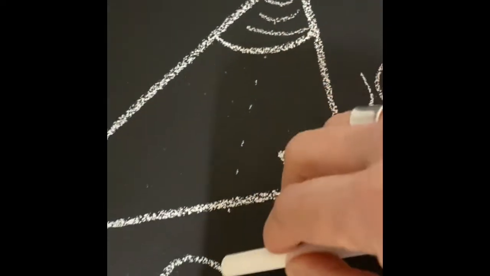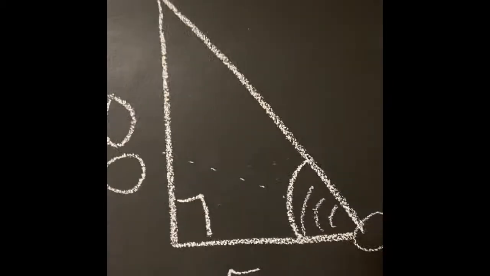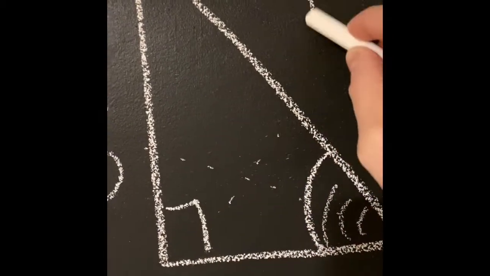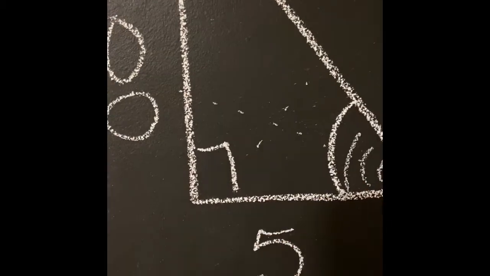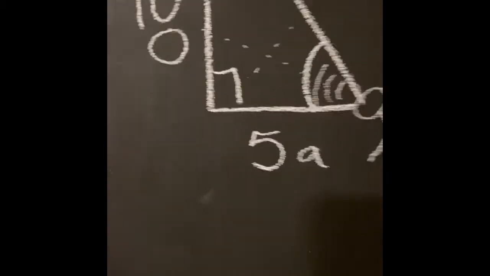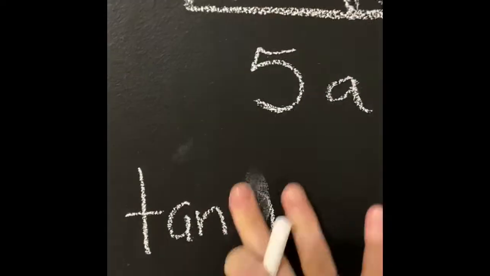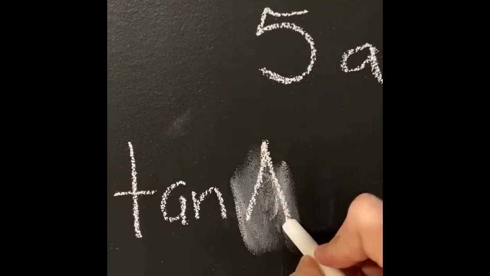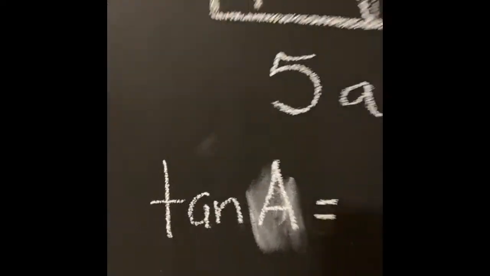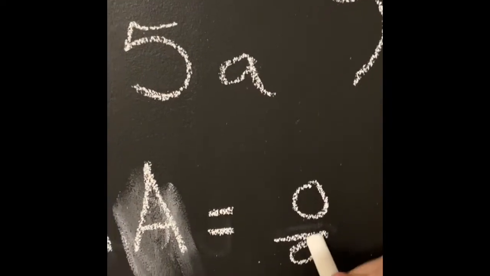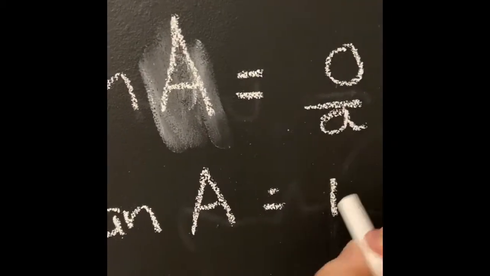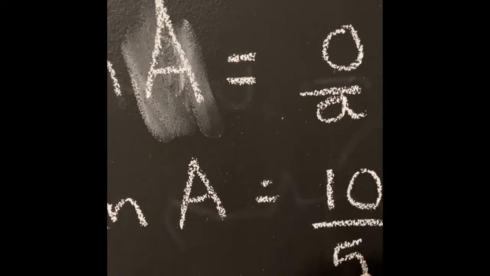So over here, this is my O. I know that this over here would be the H. That means the only other side left over is my A. Now, the rule I'm going to use is tan angle A, my reference angle. Tan of the reference angle is going to be O over A. So tan of the reference angle is going to be 10 over 5.